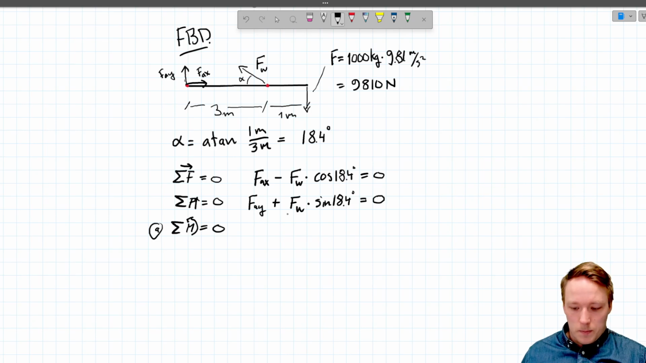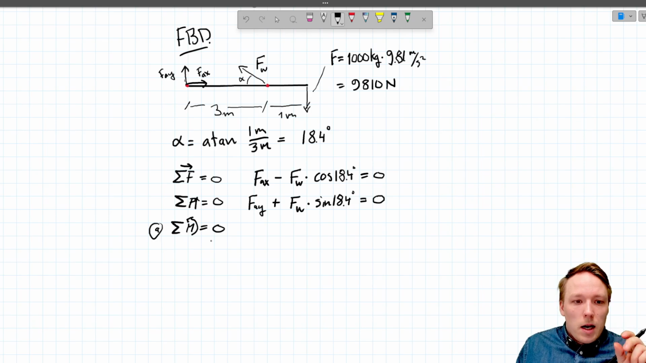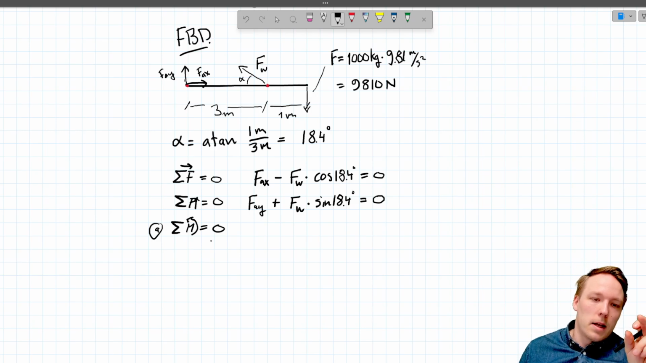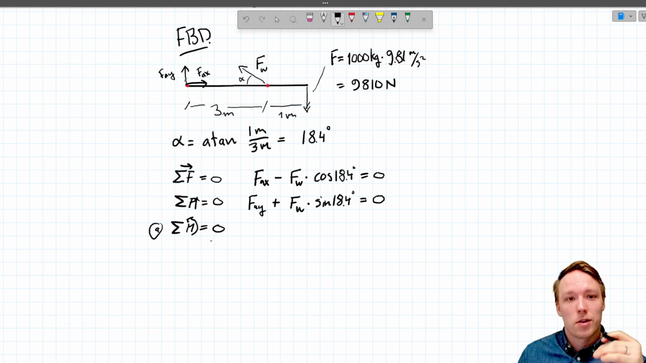And finally we can now do the equation for the moments. So when we chose the point around which we calculate this to be A, that means that FAY and FAX don't have any moment because they run through the point, so therefore we chose this point. It makes it possible for us to solve this equation properly.